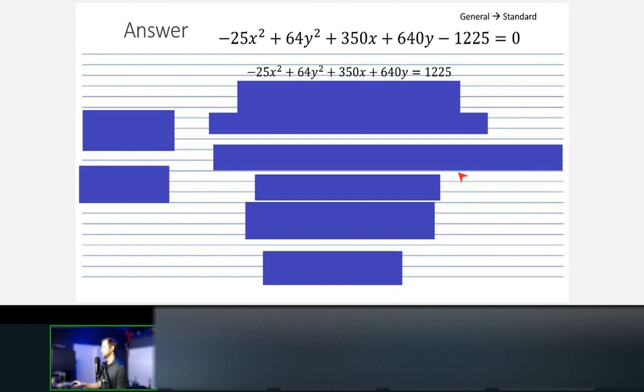Brady, did you forget equals one? Shame on you. I'm scrolling up to see your answer. Oh, you forgot equals one. That's bad. That's why we're all here. We're all here to learn.